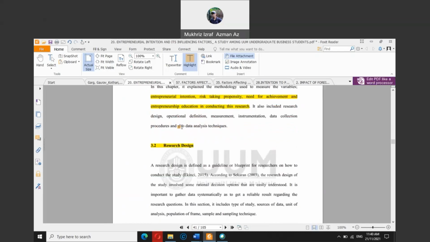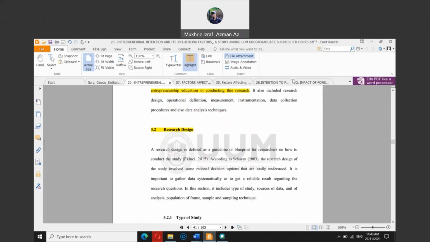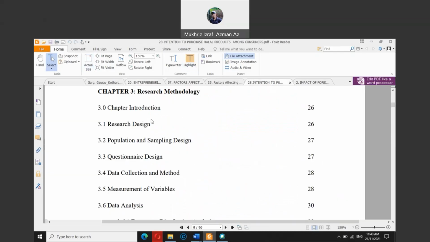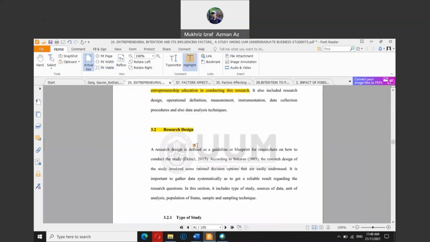Okay, so the second part, or 3.2, will be the research design. Pay attention, I mentioned that we're going to use this thesis. So research design, population and sampling design. These are the core components that you should have in your chapter 3. Okay, so what is research design?